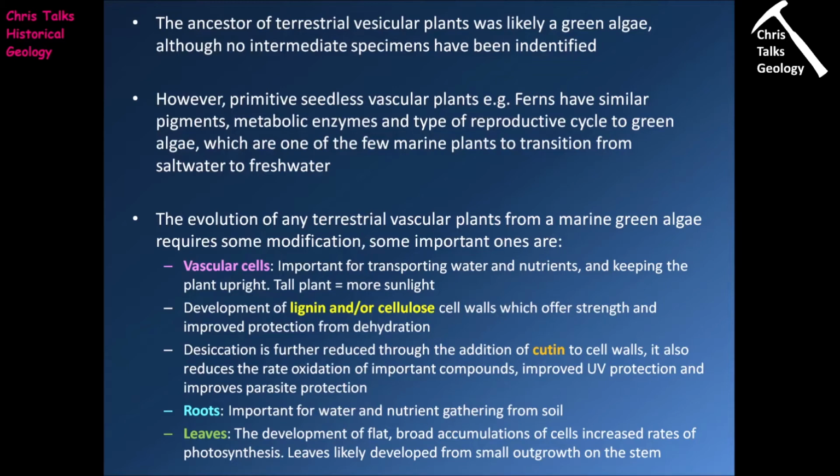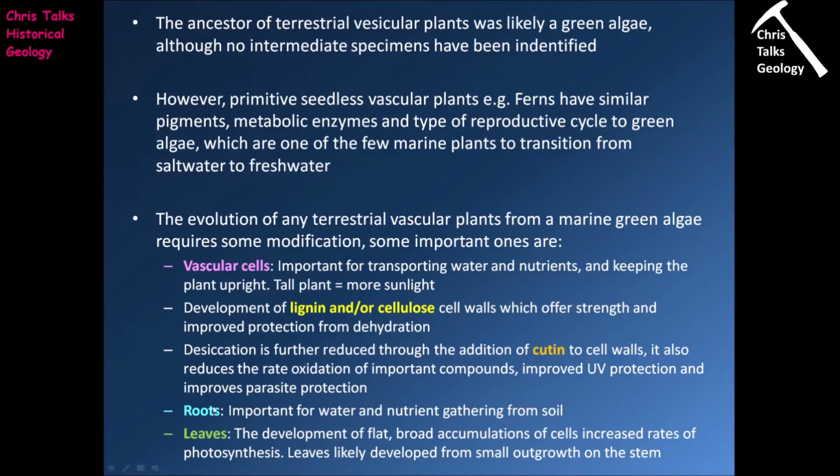It also improves ultraviolet light protection, which is important because, once again, remember, the Earth's ozone layer is probably still forming in the early Paleozoic. It's still not complete. And cutin also offers a certain degree of parasite protection, as lots and lots of parasites do not like trying to consume cutin, so it helps to offer a certain degree of protection once these parasites begin to evolve. So the addition of lignin, cellulose and cutin essentially help your plant avoid desiccation.